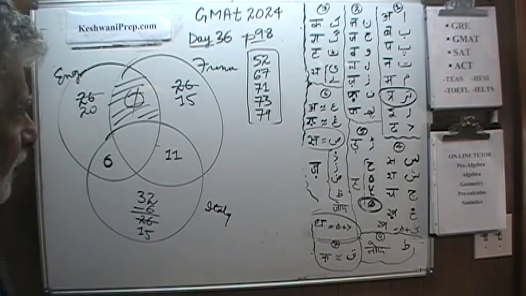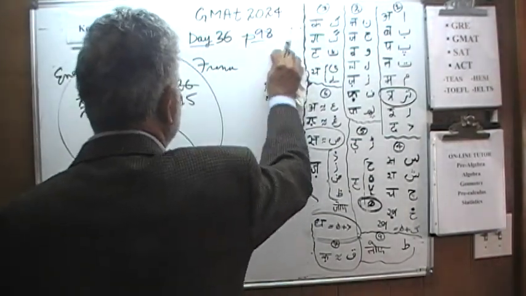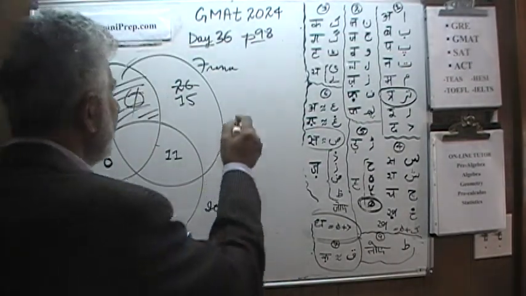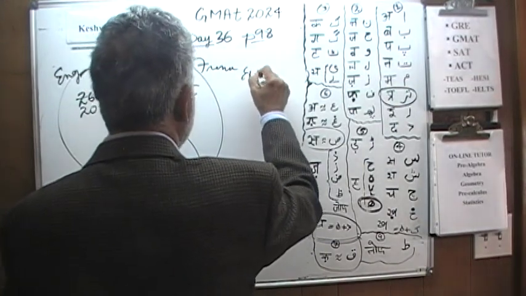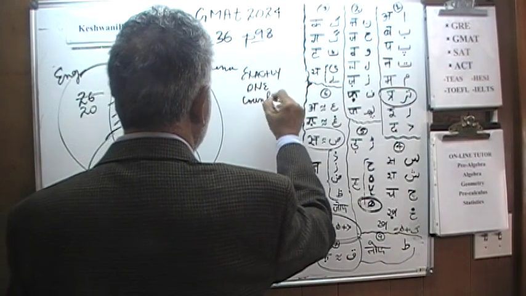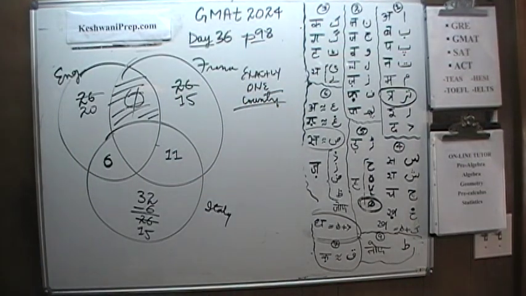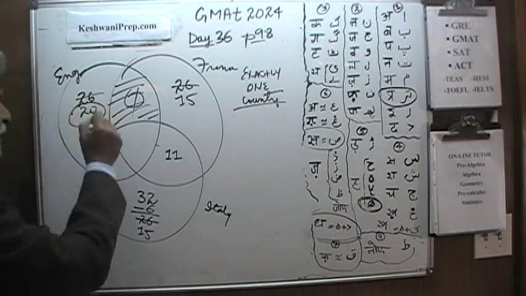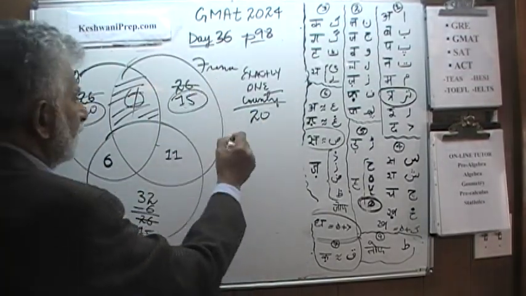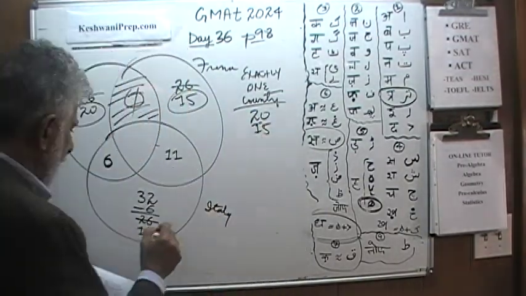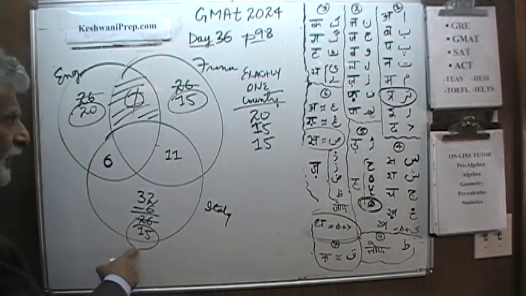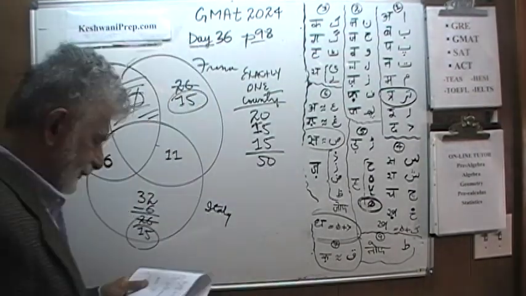Now we are ready to answer the question that we are looking for. Let's first look at something that is not being asked. Let's look at how many people went to exactly one country. Exactly one country, we have 20 people who went to only England. We have 15 people who went to only France. And we have 15 people who went to only Italy. So that's very straightforward, that's 50.